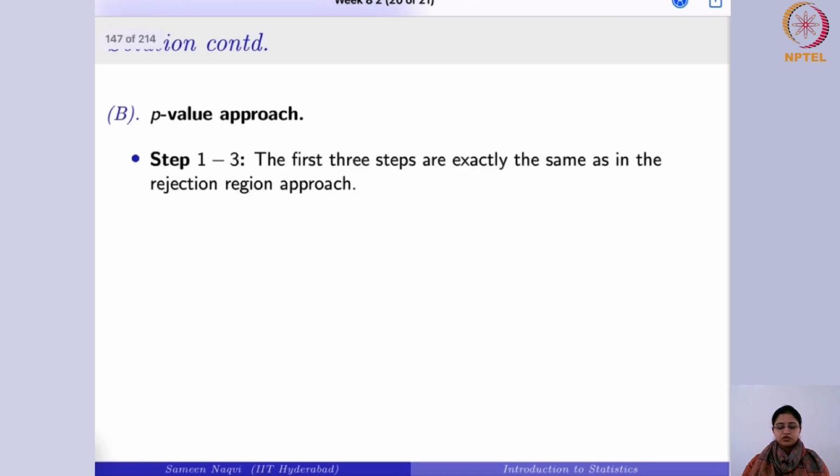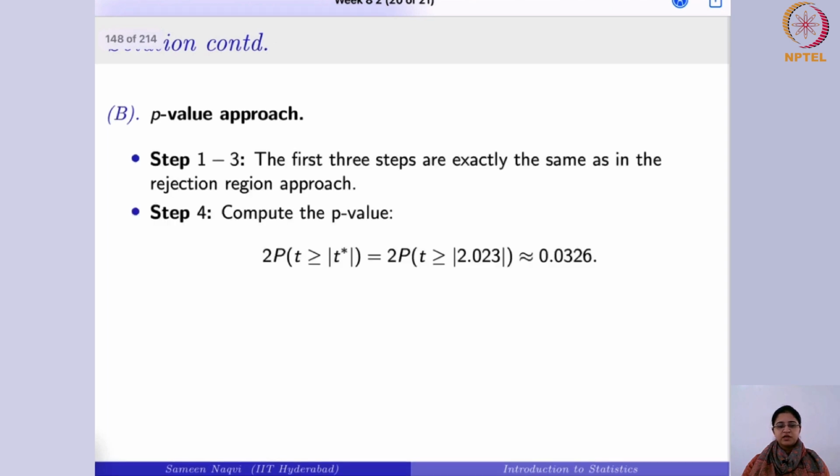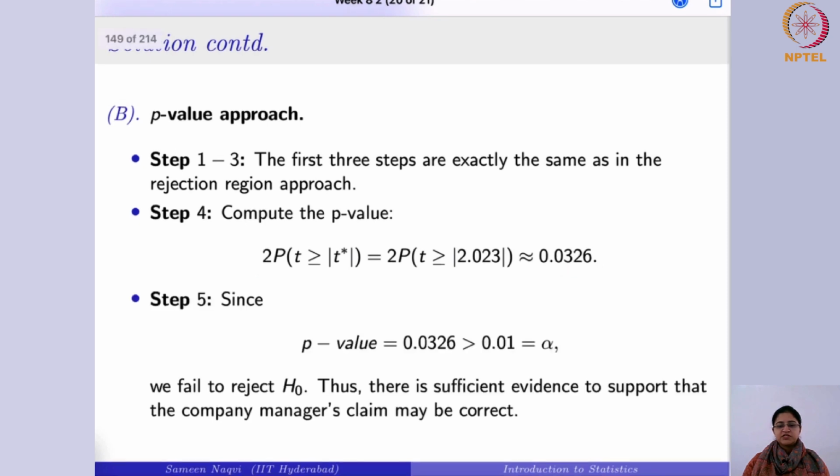Similarly, for the p-value approach, the first three steps would remain the same. Since it is a two-tailed test, you would find the probability as twice of this. If you look, this is approximately 0.0326. You can look at the t-table. Finally, this p-value is greater than alpha, so you fail to reject the null hypothesis. These values you can easily find using your software.